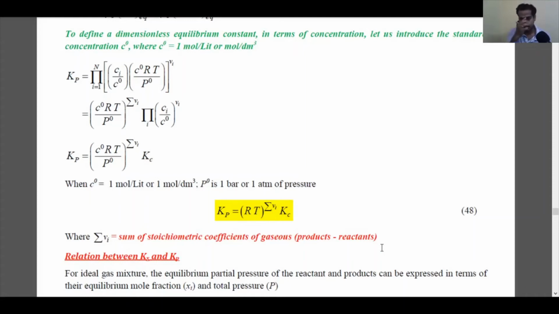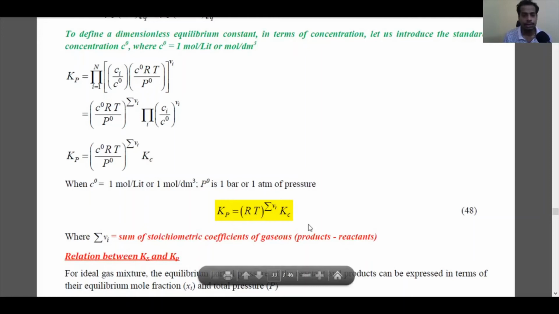So what is my Kp and Kc relation? Kp is equal to Kc into RT to the power of the sum of the number of moles of gaseous products minus the sum of the number of moles of gaseous reactants. Gaseous products and gaseous reactants is very important. So this is the relation between Kp and Kc.